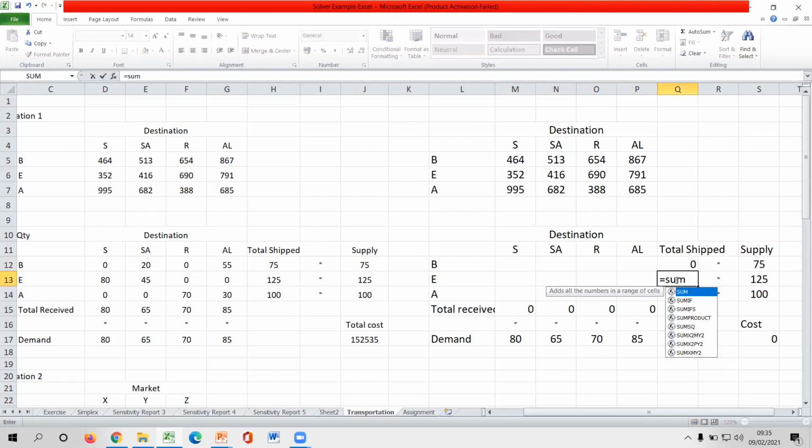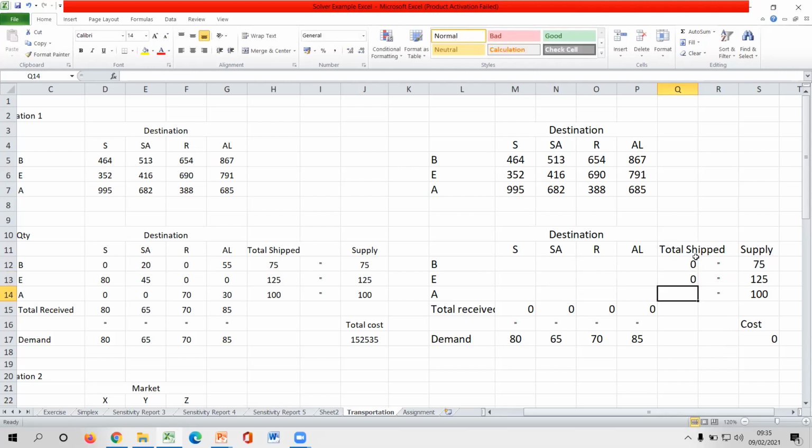Therefore, we have to put the command in here also, sum. It should be equal to these four market demands, and we get the result. Lastly, we put in the other last one, the sum, and we make it like this. Now our total demand and total supply requirement calculation is over. Now we need to find out what our total cost should be. How are we going to calculate our total transportation cost?